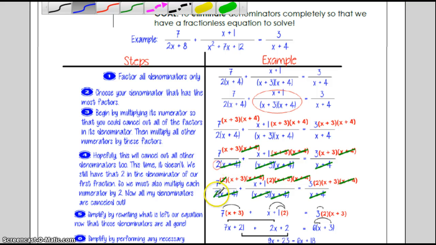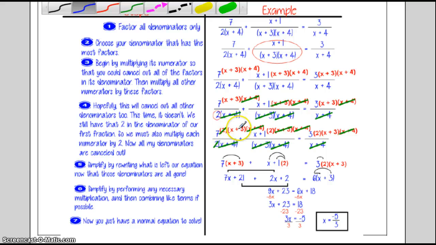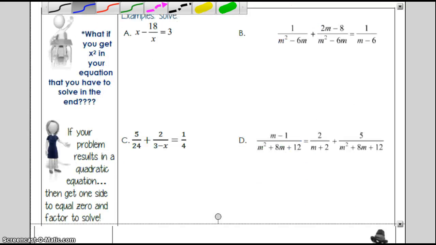So that cancels that, and then we're going to simplify the numerators. What's left is 7 times x plus 3, here is 2 times x plus 1, and then here is 3 times 2 times x plus 3. All we do is simplify that, keeping the addition, keeping the equal sign, and then we wind up with a two-step equation that we can solve. So it's really not too bad. The only hard part I would say is that first part of figuring out what to multiply by, and then actually following through and making sure things cancel and keeping it organized. So let's take a look at this first step.